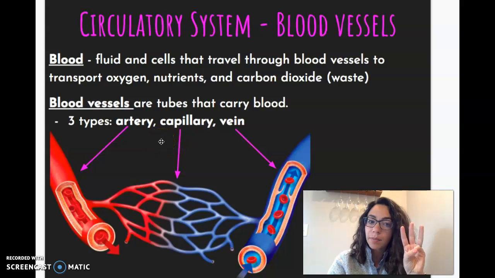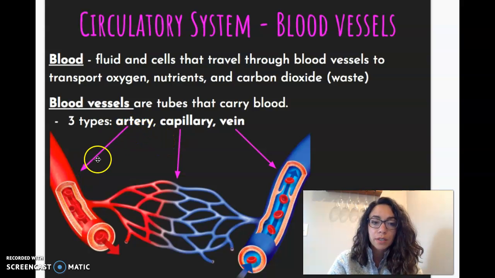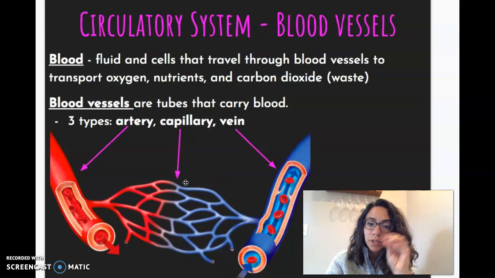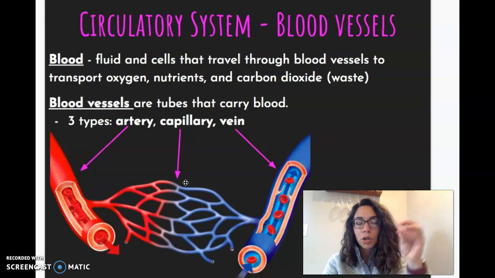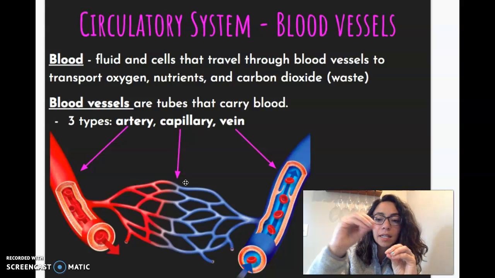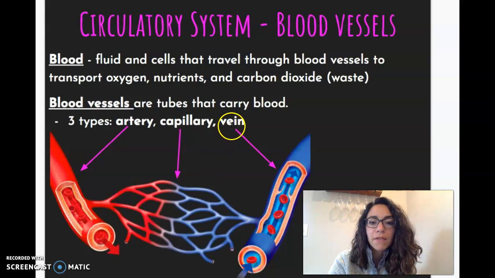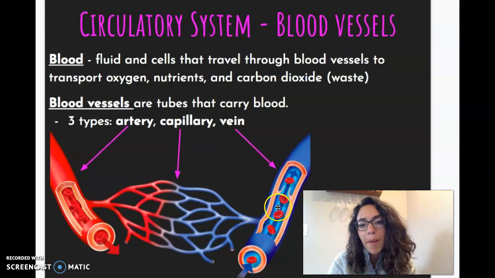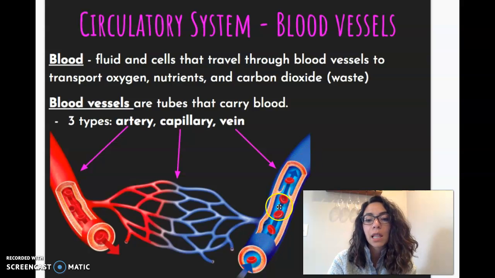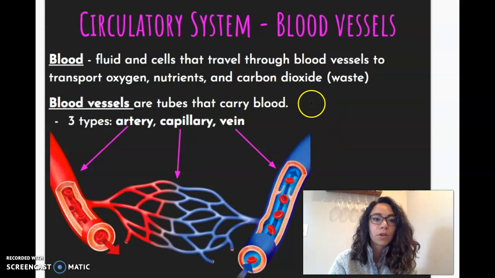There's 3 different types. There are arteries, which carry blood away from the heart. Capillaries, which are the very tiny, small blood vessels where oxygen can move into or across the membrane and carbon dioxide can move out. And the veins carry blood back to the heart. They carry deoxygenated blood, or the blood that is low in oxygen, back to the heart.